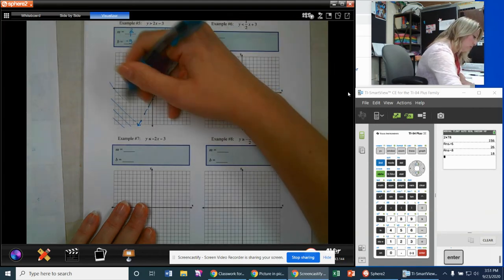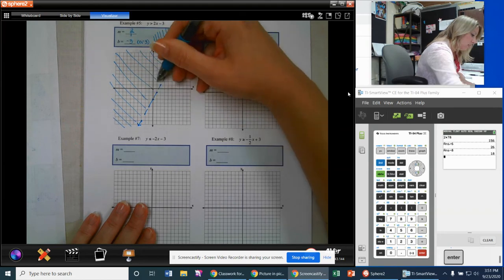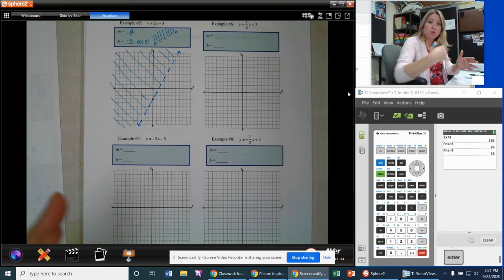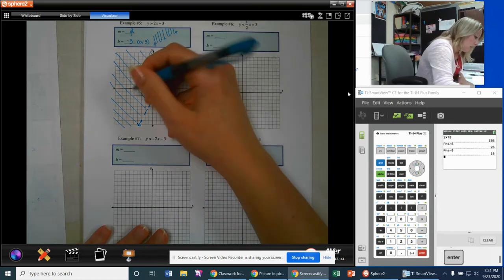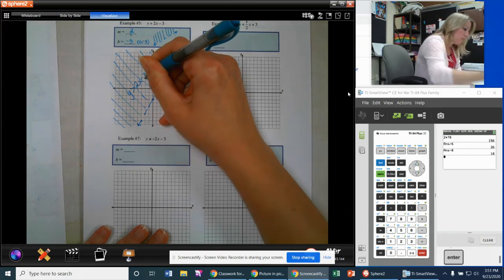That's where the solution set is. Every point in here satisfies this inequality. The line does not satisfy this inequality. That's just the border between what works and what doesn't. And then here, y is greater than 2x minus 3. There you are.